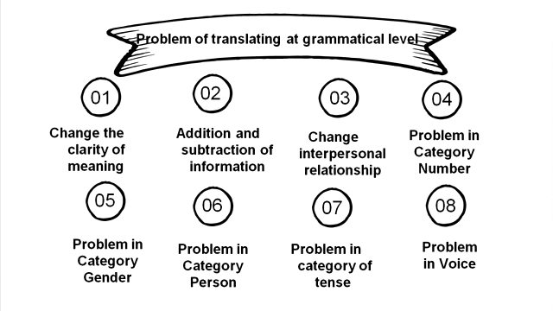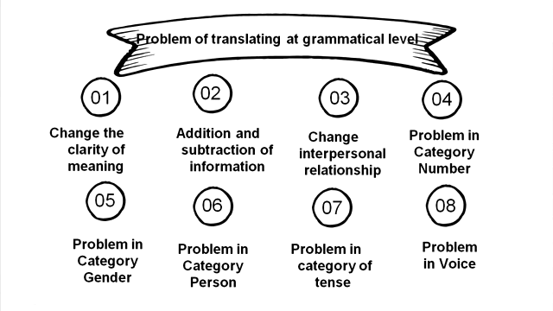Example of addition and subtraction of information. SL: But what about Angel? I asked my best friend. Did she get the necklace? TL: Tetapi bagaimana si Dora? Dia sudah terima kalung itu. In the example, a complete clause is added to make the TL text smoother. The reduction of information is reflected in the deletion of words or parts in the SL text in the TL text.